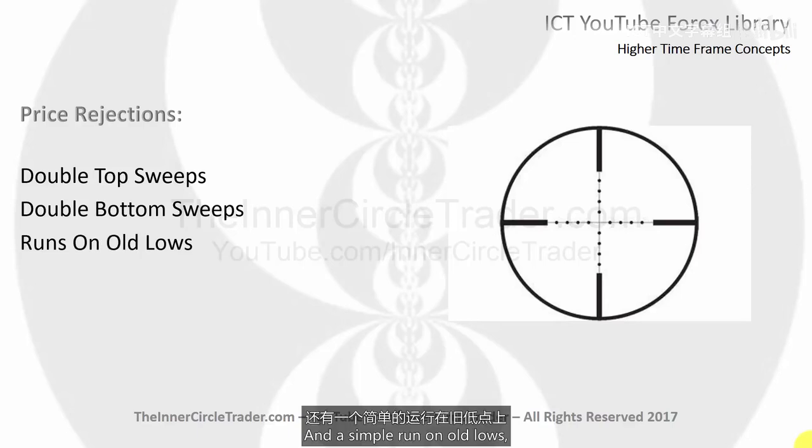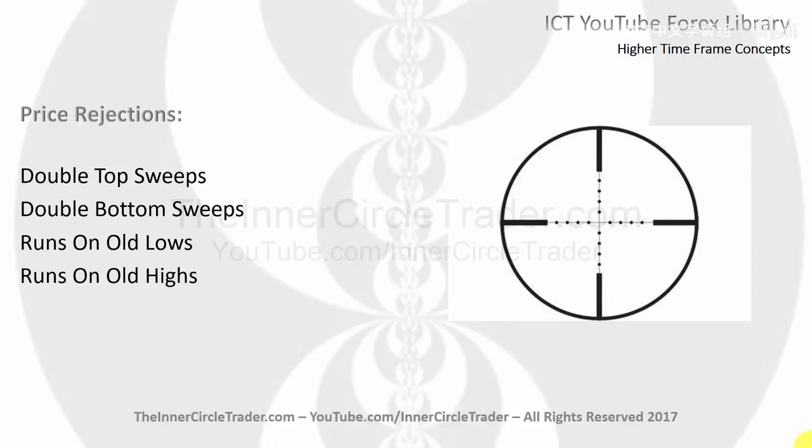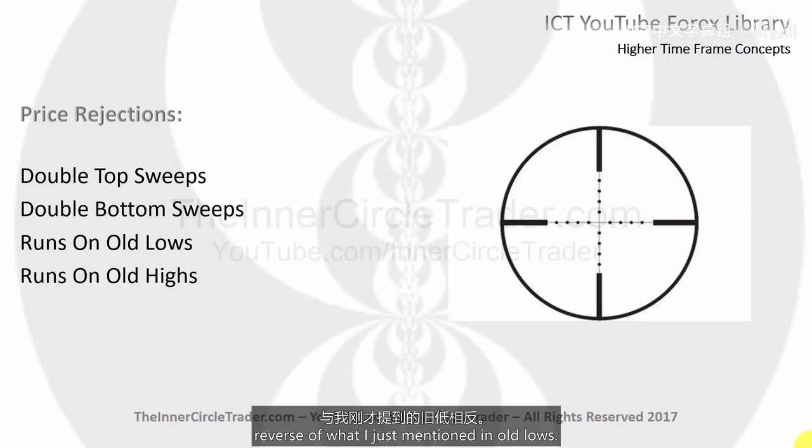And a simple run on old lows, that means running out a previous low and then rejecting that and going higher. And then runs on old highs, which is the obvious reverse of what I just mentioned in old lows. An old high gets traded through, false breakout, and then returns back into the range, trading the opposite direction.